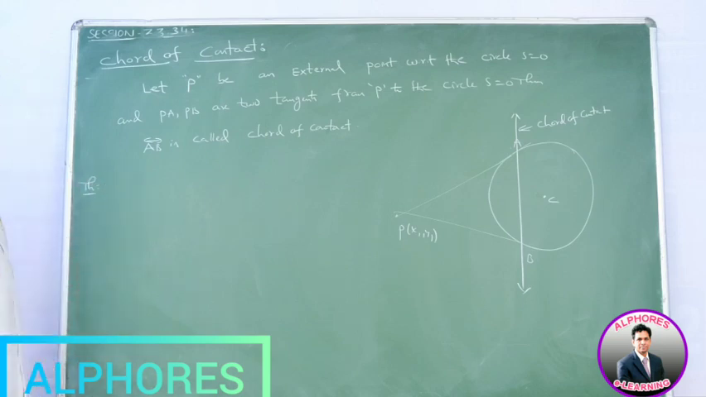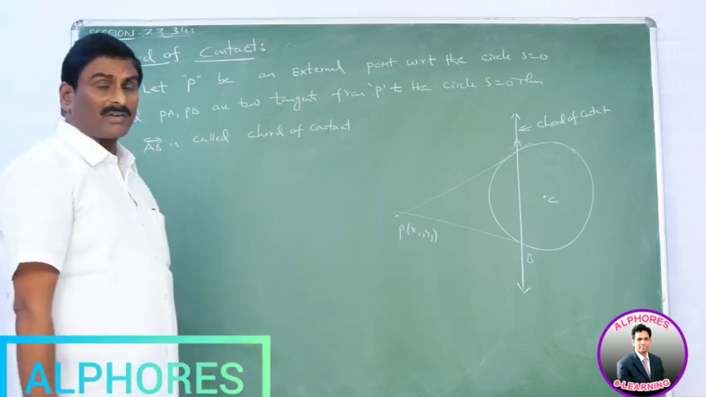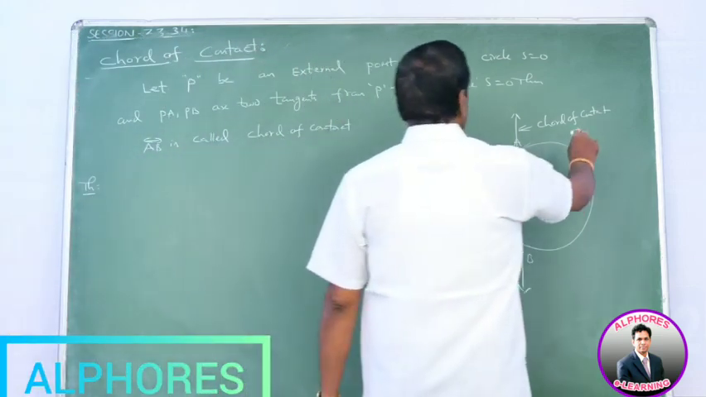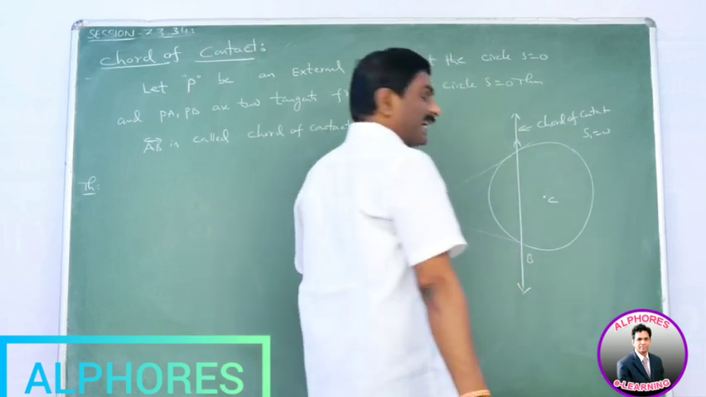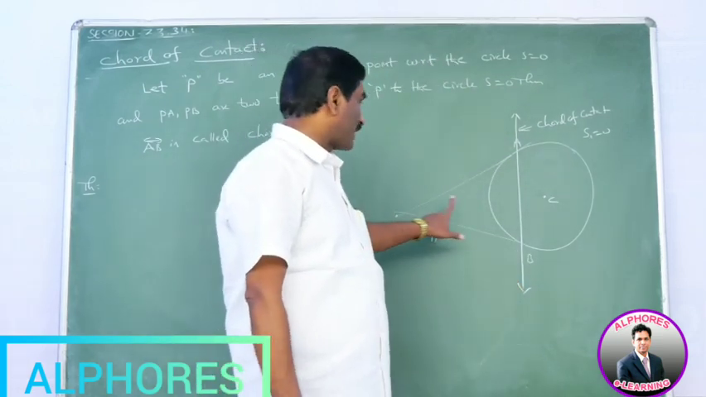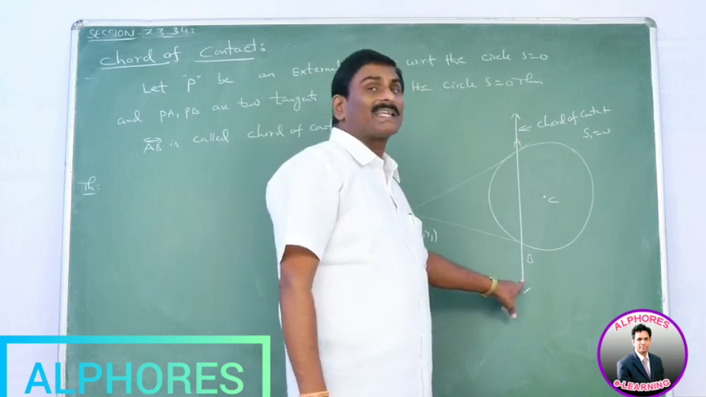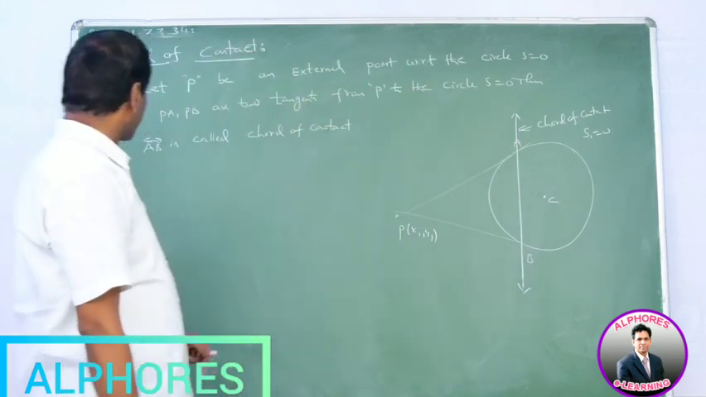Next, equation of the chord of contact. The equation of this chord of contact is nothing but simply S1 is equal to 0. If P(x1, y1) is an external point with respect to the circle S is equal to 0, then the equation of the chord of contact is S1 is equal to 0. Please note this statement.